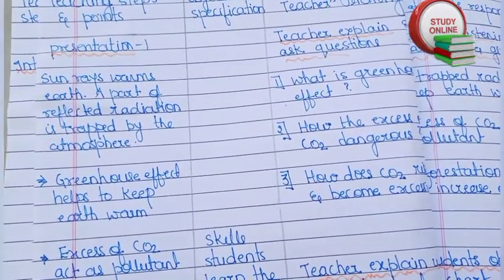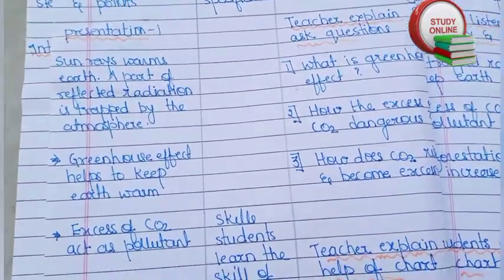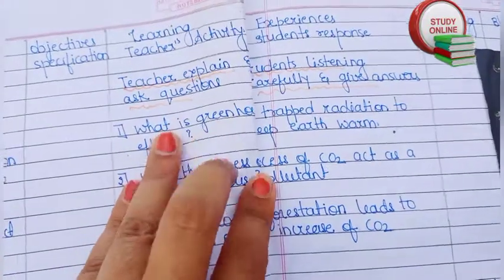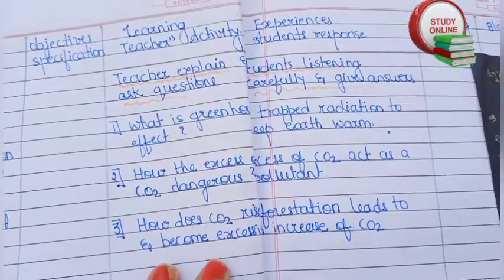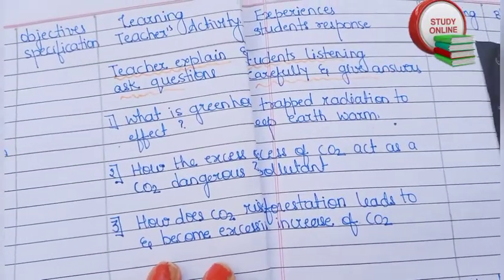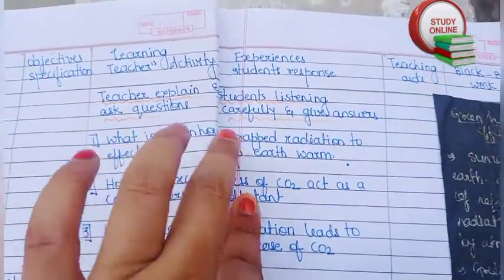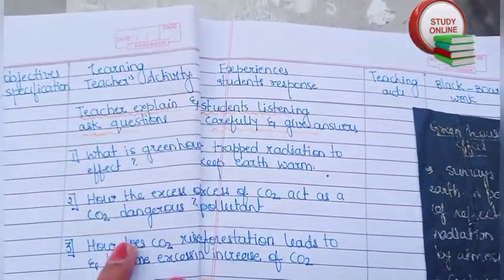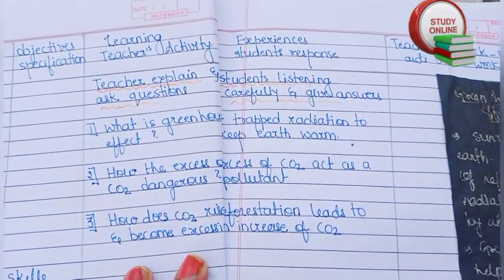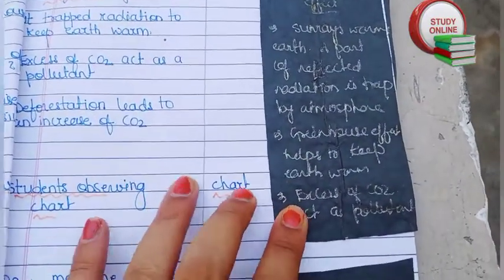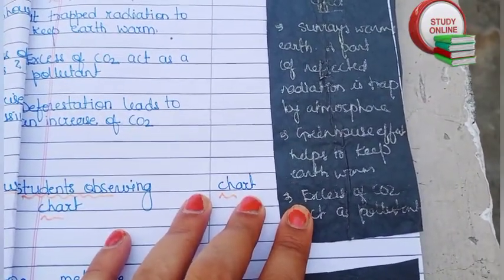Here is the list of questions you can see: what is the greenhouse effect, how is the excess of CO2 dangerous, how does CO2 rise and become excess, and here are the expected answers. Here you can see blackboard work.